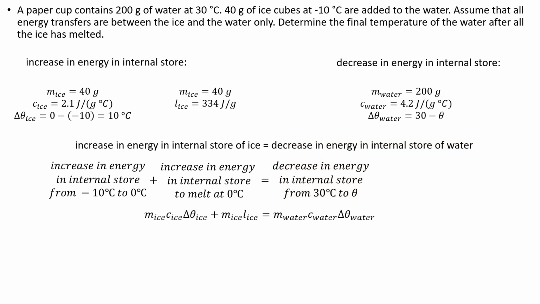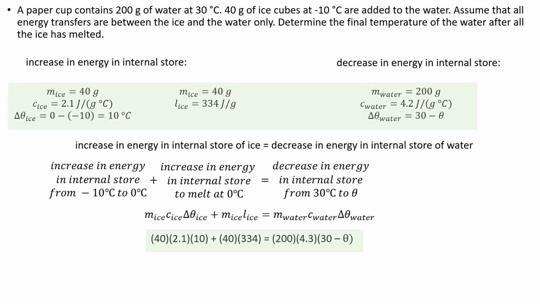Next, substitute the expressions with formulae. Increase in energy in the internal store of ice is equal to mass of ice times specific heat capacity of ice times change in temperature from -10 degrees Celsius. Increase in energy in the internal store of melted ice is equal to the mass of melted ice times the specific latent heat of fusion. Decrease in energy in the internal store of water is equal to the mass of water times the specific heat capacity of water times change in temperature from 30 degrees Celsius. Substitute all known variables, solve for theta.